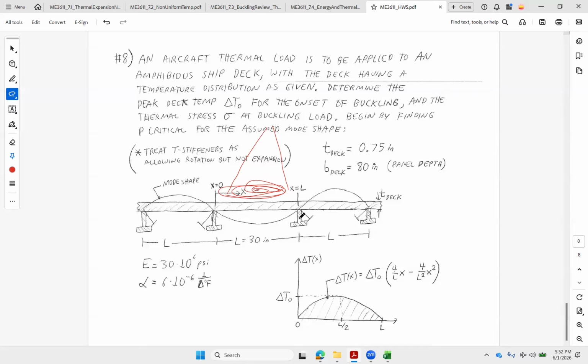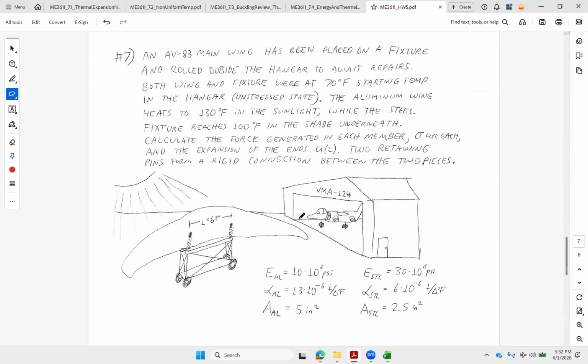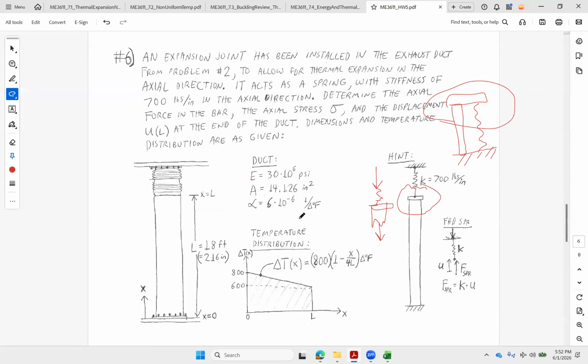So you can try one with a non-uniform temperature, a 2-bar with different temperatures, and then a 2-bar where we're only looking at the thermal on one side and we've just got simple spring formula.